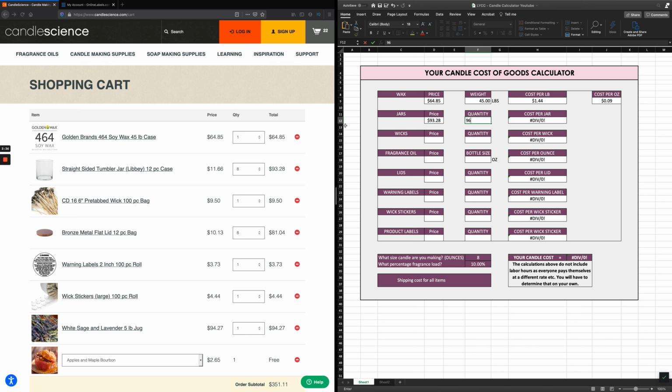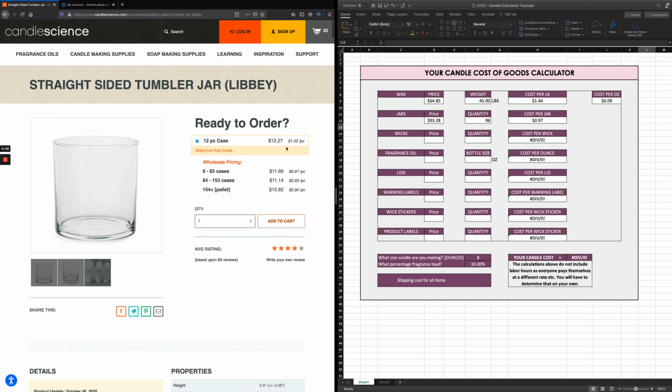And what you're going to do is take $93.28 and divide it by 96, and that is going to give you 97 cents per jar. These jars, if you don't buy more than 5 cases, I think the jar is like $1.05, $1.06. Let's just see really quick. Yeah, so it's $1.02. So you save like 5 cents.